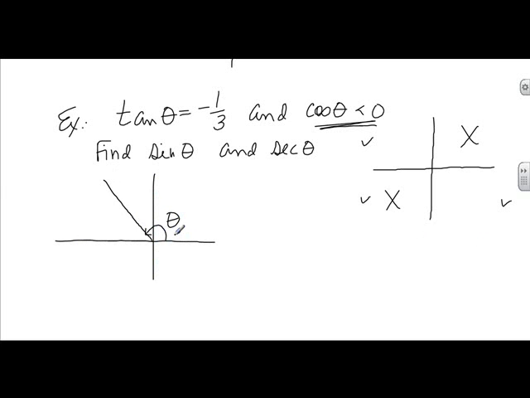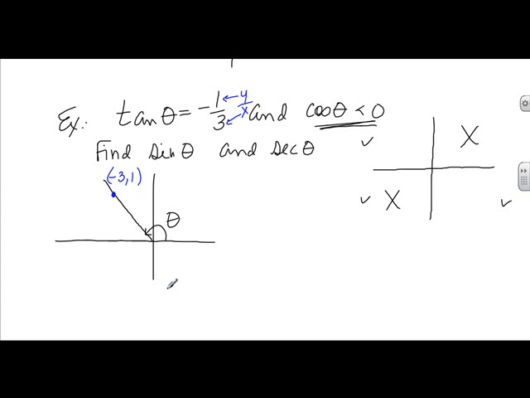Now, if tangent is negative 1/3, remember that tangent is defined as y over x. One of those numbers is negative and the other one's positive. Well, based on where we are, the point we've got to be looking at is negative 3, positive 1. Right? y has got to be 1, x has got to be 3, and x has to be the negative number.